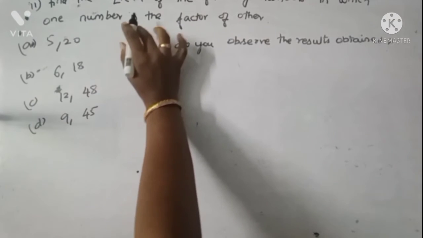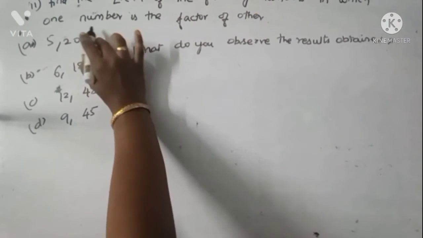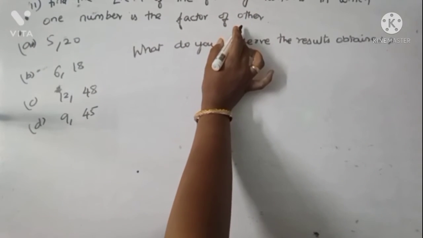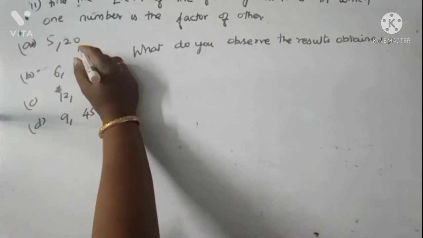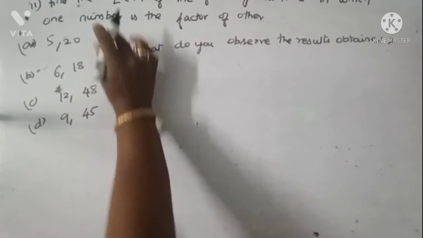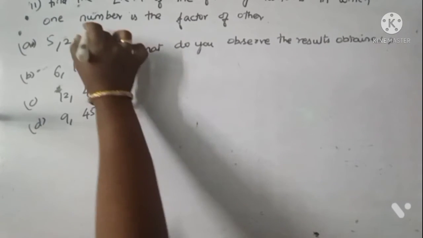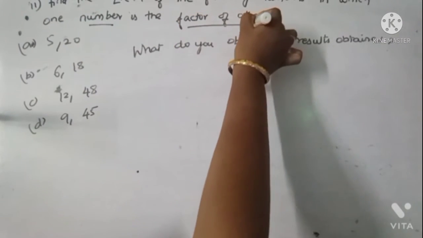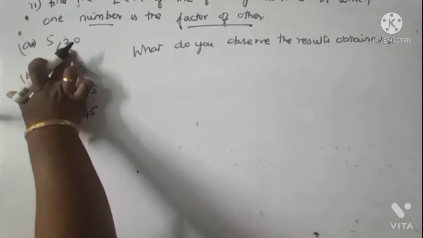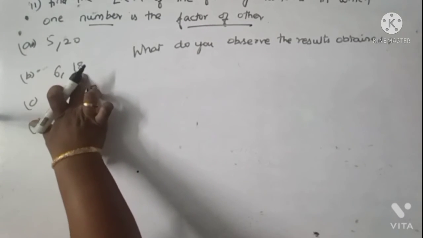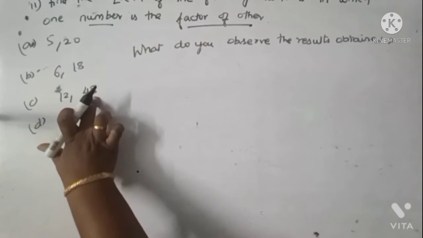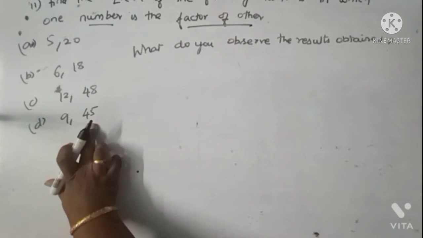Sum number 11. Find the LCM of the following numbers in which one number is a factor of the other. So there are 4 subdivisions given. We have to find the LCM. And one more thing is given. One number is a factor of the other. So 5 is a factor of 20. 6 is a factor of 18. 12 is a factor of 48. 9 is a factor of 45.